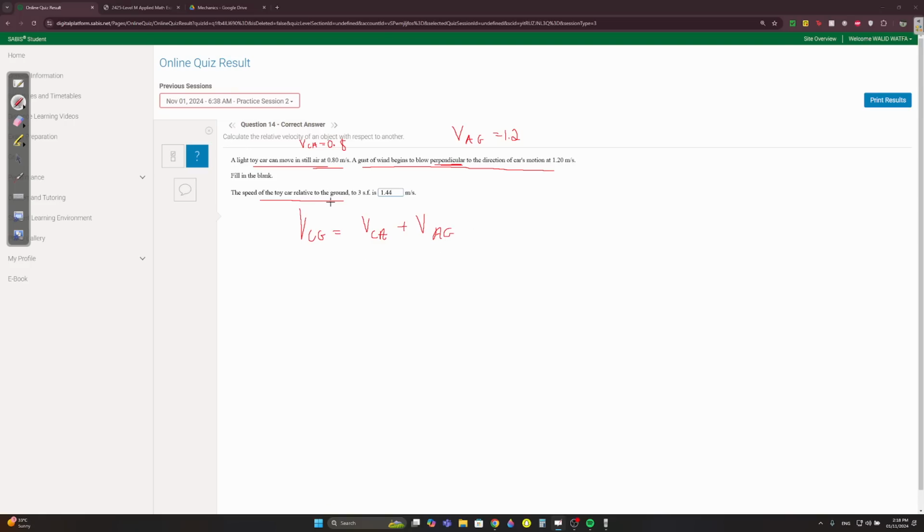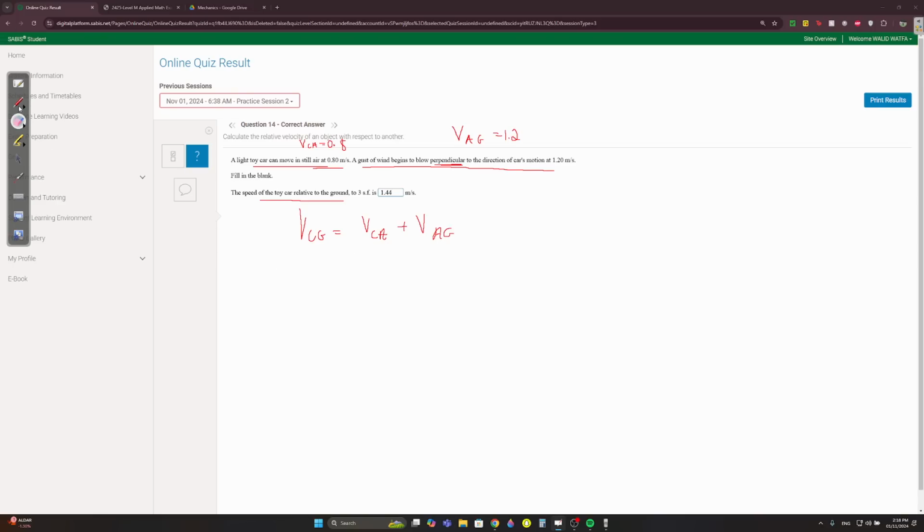But anytime you see a relative motion question and they say perpendicular or normal to it, then the easiest way to do it is to just say that it's equal to radical 0.8 squared plus 1.2 squared. Let me show you why.